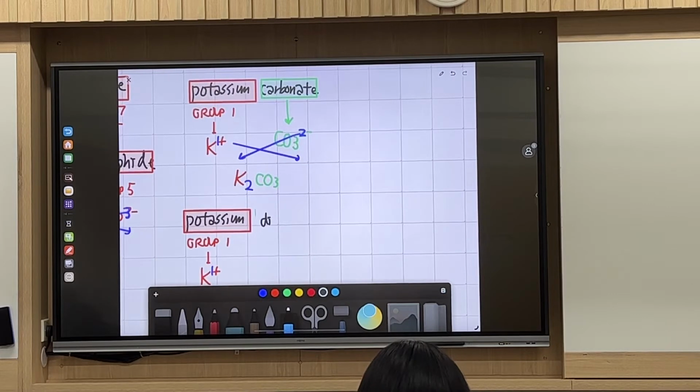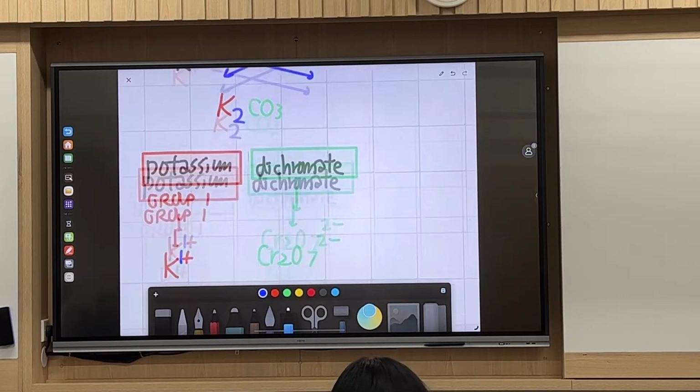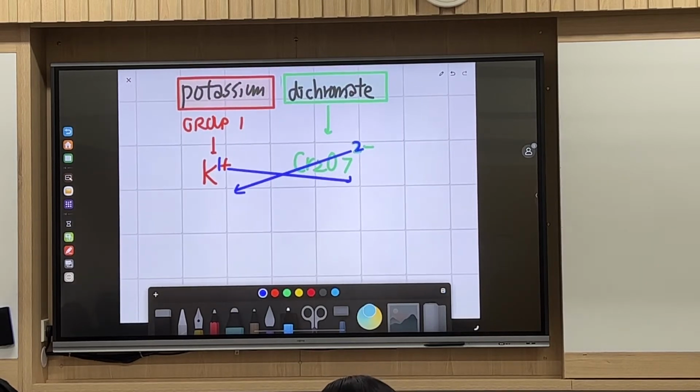Okay, so you have dichromate. So dichromate is a polyatomic ion. So it has the formula Cr2O7 2 minus. So can anyone tell me what happens when I swap the numbers around? What is the formula of this compound? K2Cr2O7. Good. Excellent. So this is potassium dichromate. The third box in the second row.